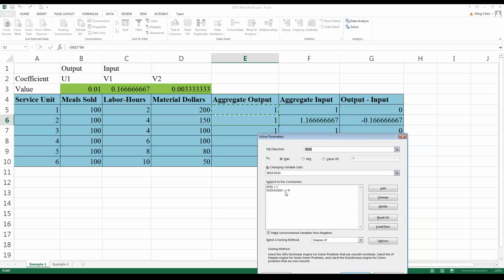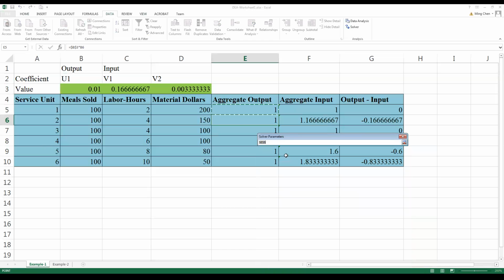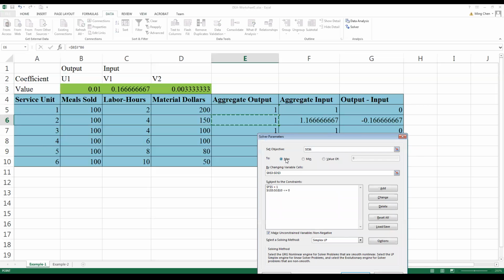This is the same common constraint, but the objective will be different. If you're trying to assess service unit 2, the objective is no longer E5, it will be E6. If you want to assess service unit 2, you have to choose the aggregate output for service unit 2 as objective. You want to maximize it. So this will be different.